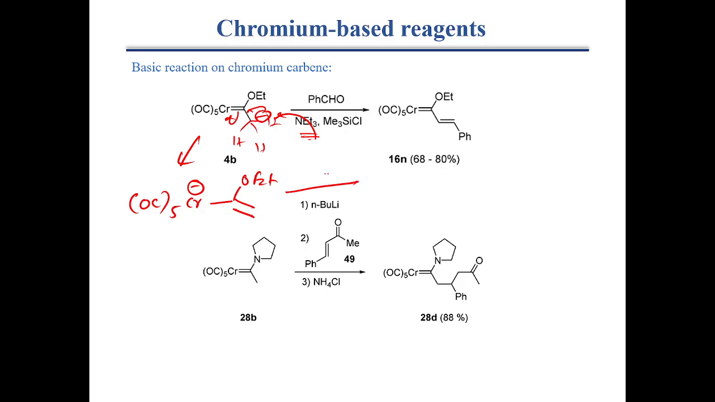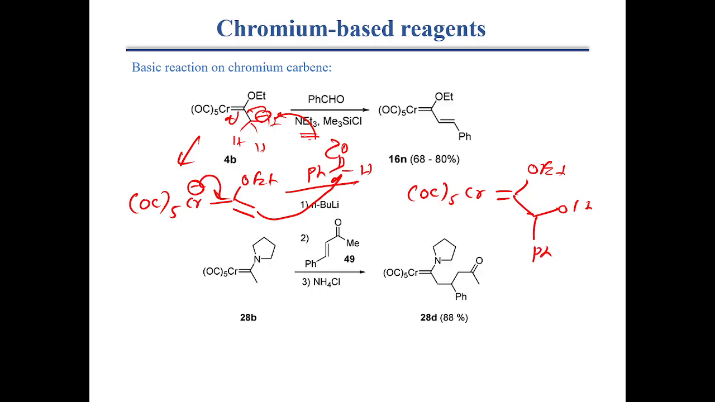Now, if we treat it with any kind of electrophile such as benzaldehyde, this will go this way, and this enolate reacts with the benzaldehyde, forming this compound with O minus. So what happened in this case? This O minus is trapped by the silylating agent. So TMS silyl they have used, and the oxygen reacts with the silicon.